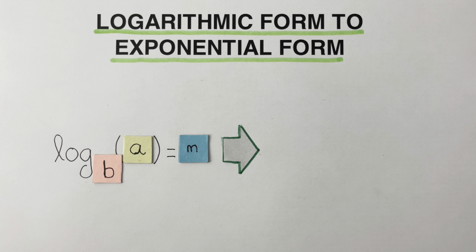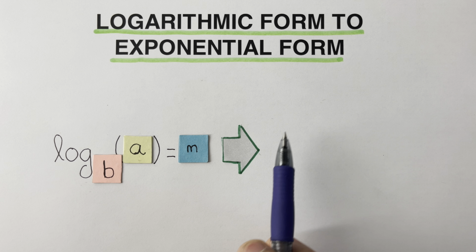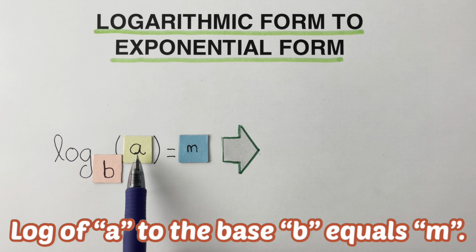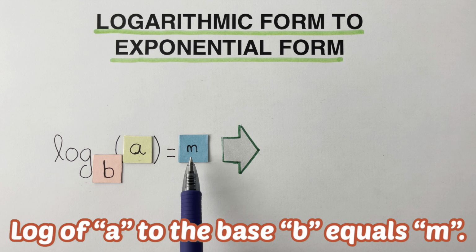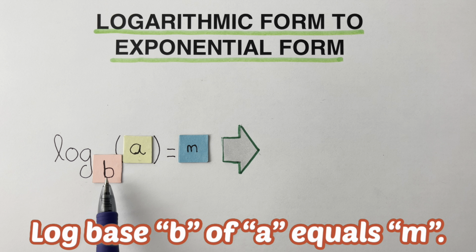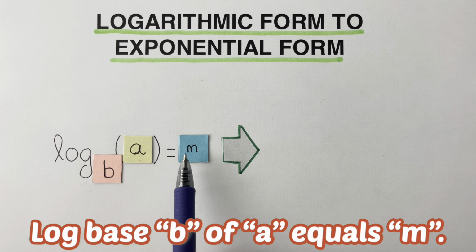We remember that logarithmic form can be converted to its equivalent exponential form following this general rule right here. On this side, we're going to write the logarithmic form. On this side, we're going to have its equivalent exponential form. Before we change this, we remember that this expression is read as log of a to the base b equals m. Or the other way to read this is log base b of a equals m.